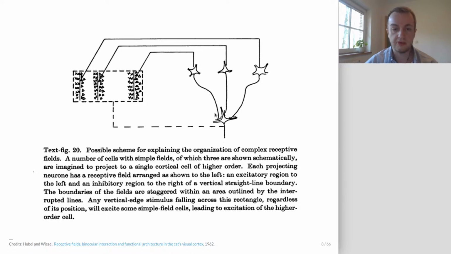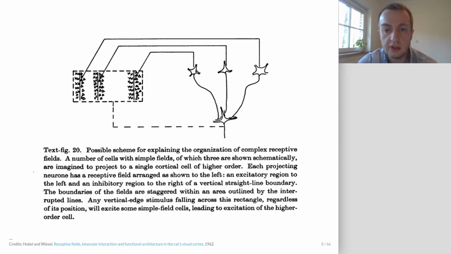And then, in a second step of their model, what they say is that you can combine the simple receptive fields into complex receptive fields, which are basically built as a hierarchical composition of simple receptive fields. And the idea, it's quite simple actually, is to say that, for example, you would have this first cortical cell, which has a simple receptive field that corresponds to this part of the retina, and which is looking for, for example, vertical lines. Right? So this dashed rectangle would correspond, for example, to the entire receptive field of the entire retina.